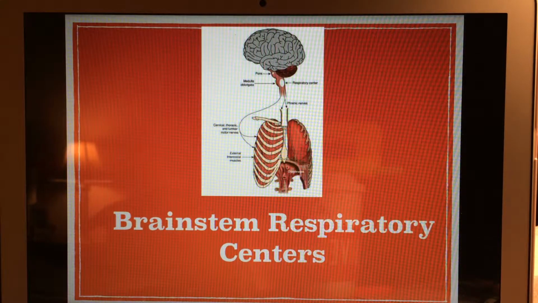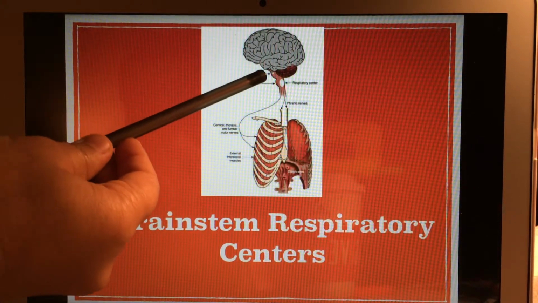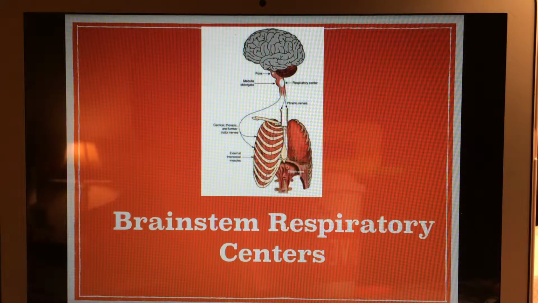Everyone, I am doing a topic on the brainstem respiratory center. This is where the autonomic, unconscious cycle of breathing is controlled by three pairs of respiratory centers in the reticular formation of the medulla oblongata and the pons. You can see here the pons and medulla oblongata. There is one of each on the right and the left side of the brainstem. The two sides communicate with each other so that the respiratory muscles contract symmetrically.